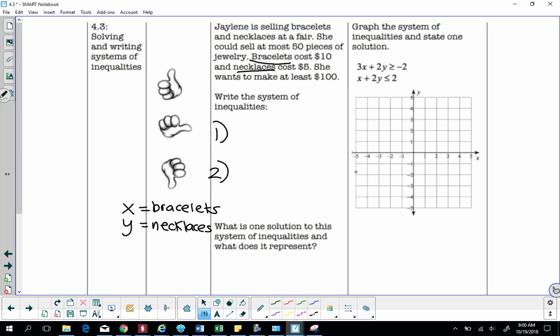And then the second thing you want to do is find one solution. So what is one solution that could represent this? You don't need to do this because it could be extra credit if you want, because you would need a graph, and I don't provide you with a graph. If you want to figure one out, you can figure out, okay, if I sell 2 necklaces, how much money would I get? That can be extra credit, but you don't have to do that. So the first part is just writing the inequality.